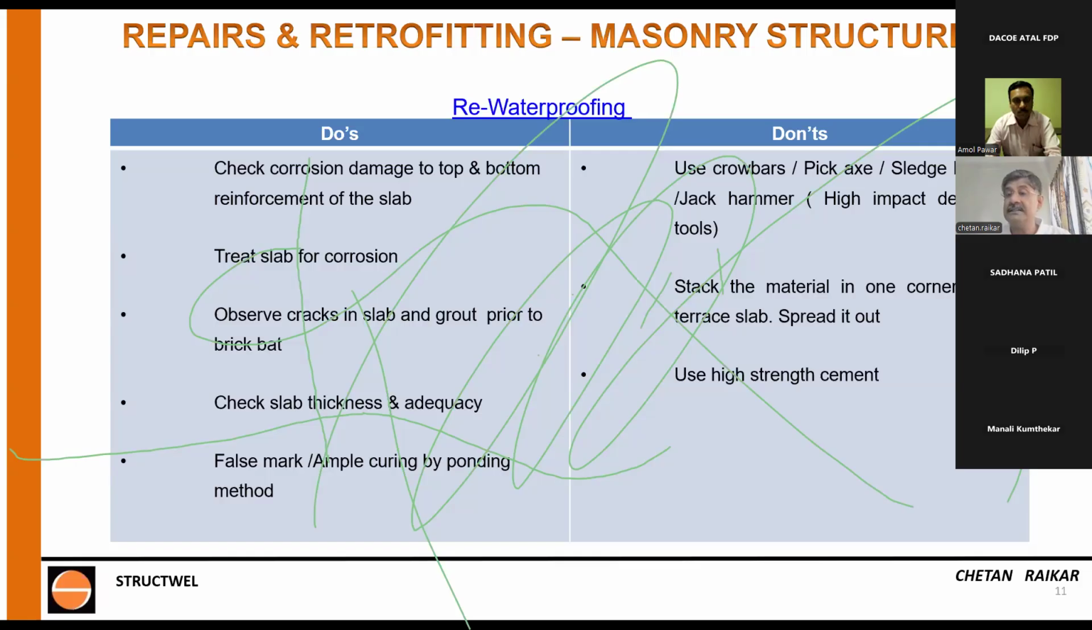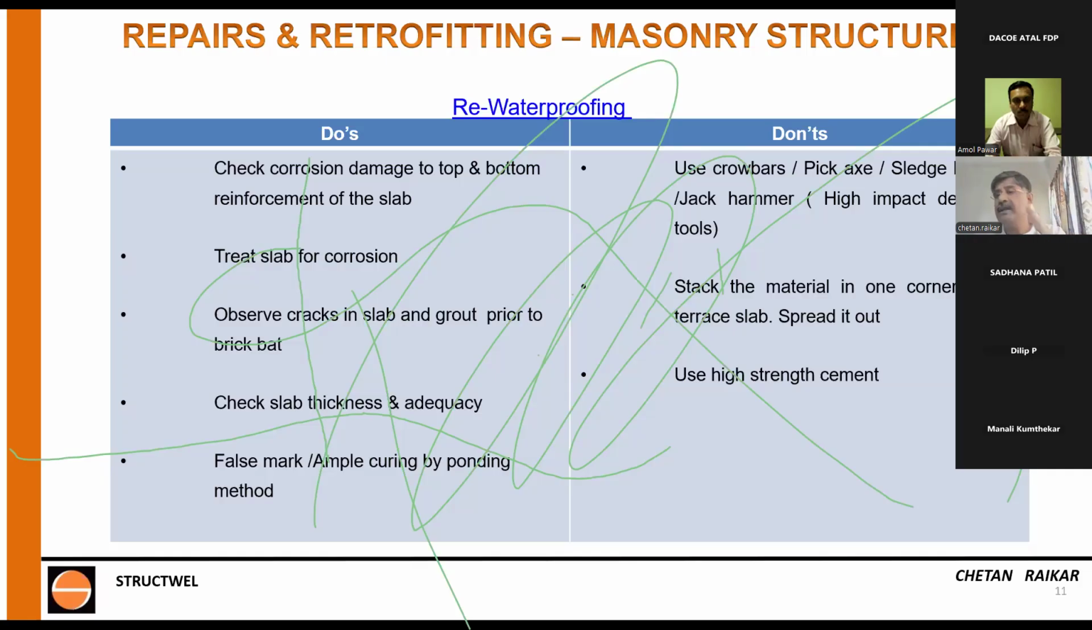And use of high strength cement. See, today we have extremely high strength cement, but waterproofing, plaster, brick masonry are delicate materials. They do not require strength, they require impermeability. Do not require strength in the sense, don't get me too wrong. You don't require the high strength, you require higher impermeability. So do not use high strength cements.